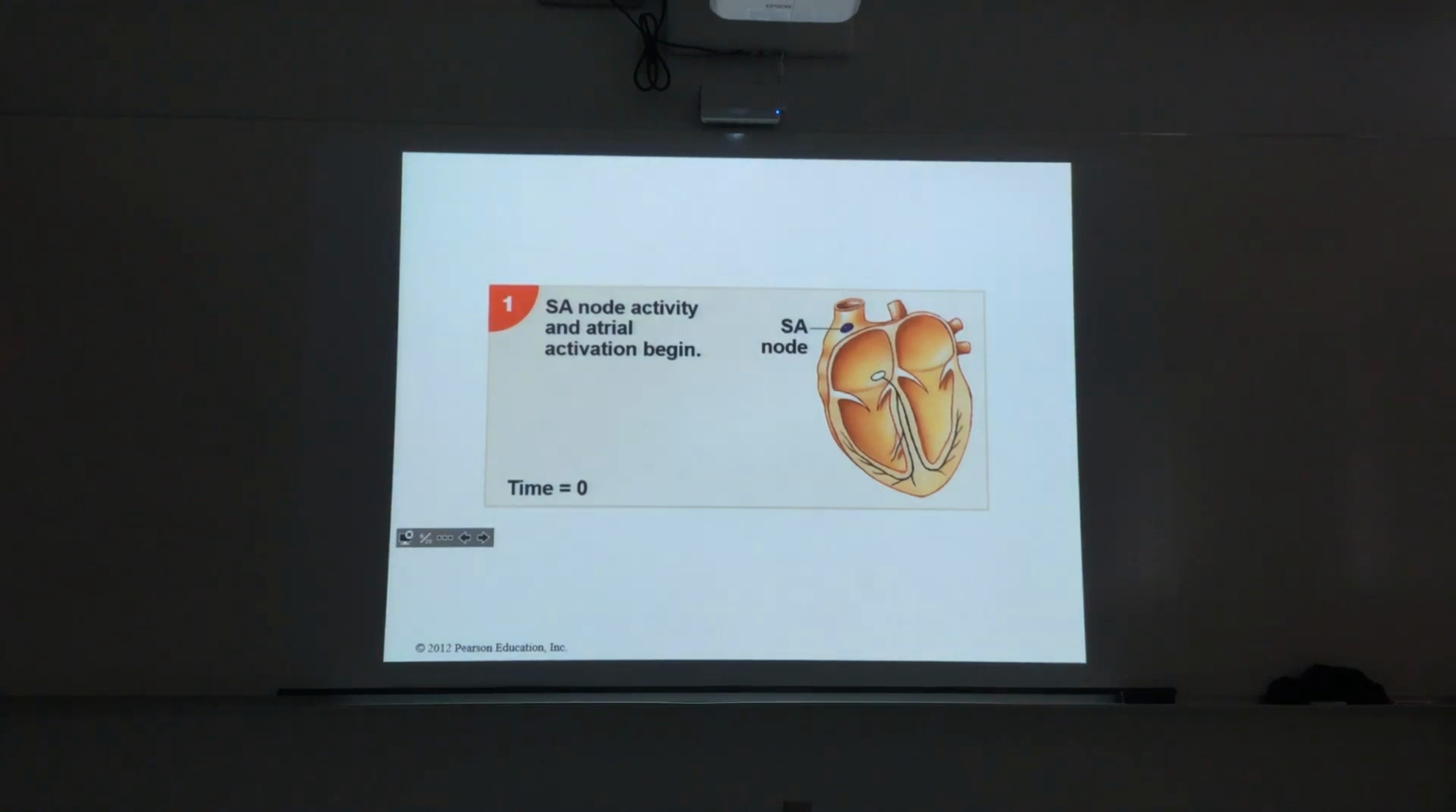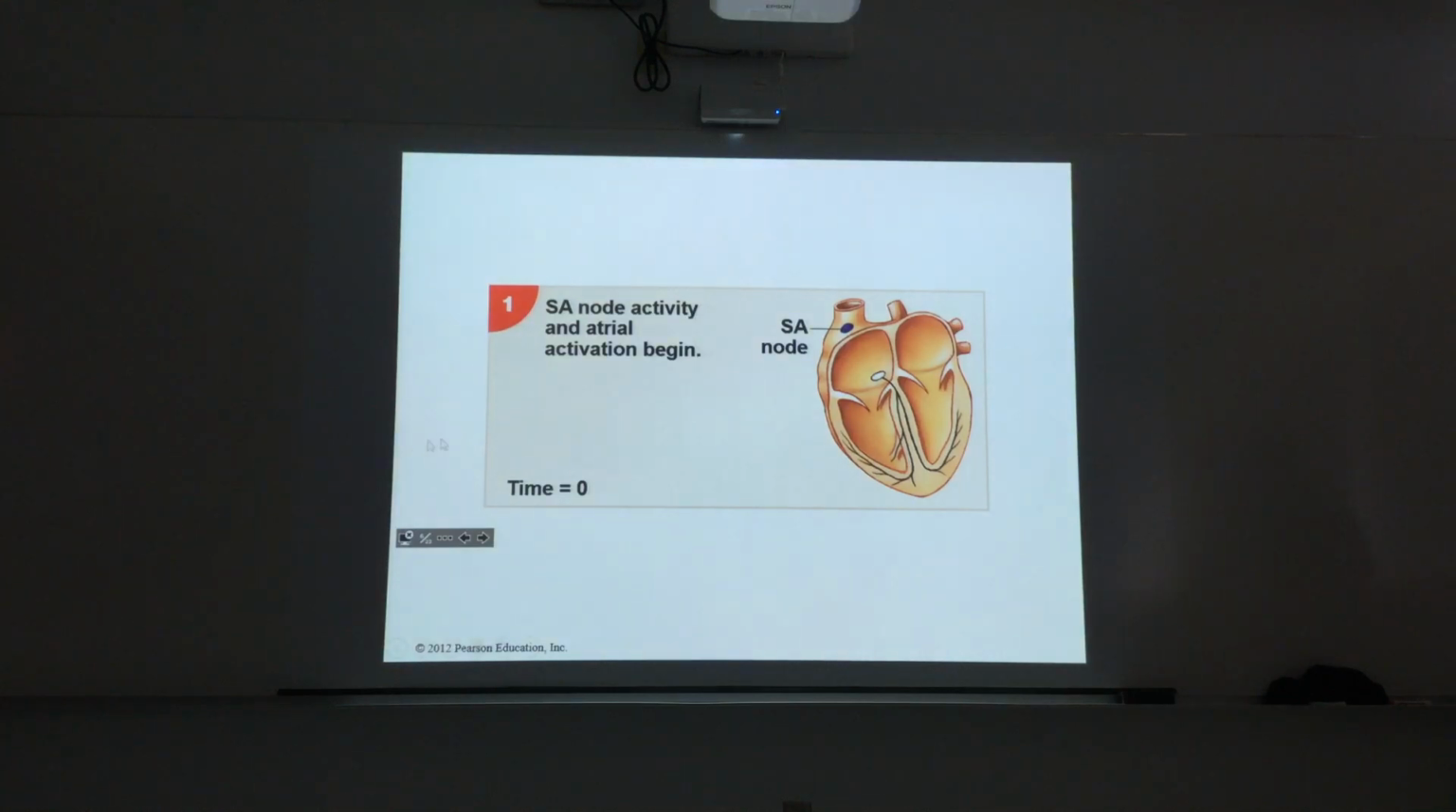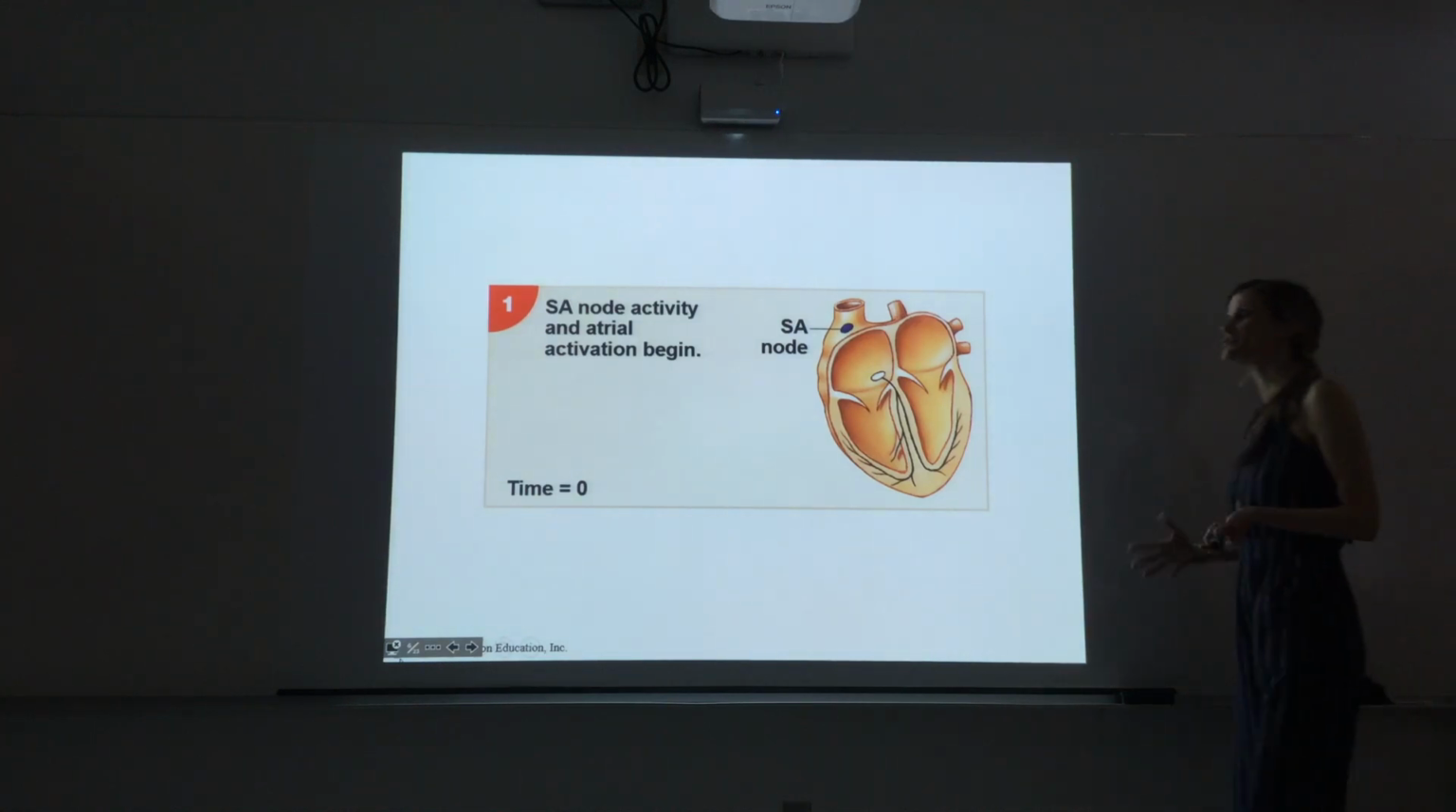Okay, so we left off talking about the heart's conduction system, right? And we said that the heart's conduction system was its electrical system. This is the system that starts and distributes action potentials through the heart to tell the heart when it should contract. And we said that we have multiple different parts to the conduction system.